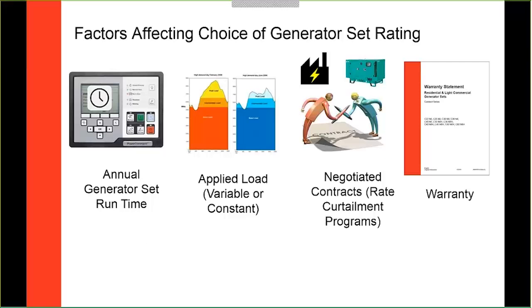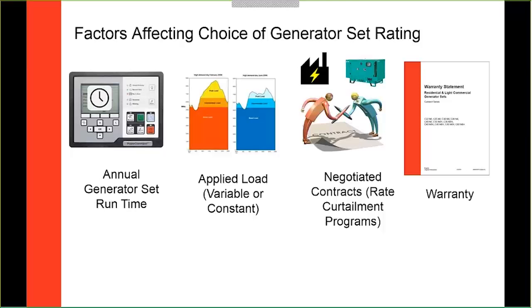So one of the things I'll start with when talking about these ratings, you'll see that each rating really is intending to drive towards a particular application. There are different things in here that may help you decide which rating is best for your particular usage case. One of the biggest ones, you'll hear me talk about it quite a bit, is the annual generator set runtime, or the expected annual generator set runtime.